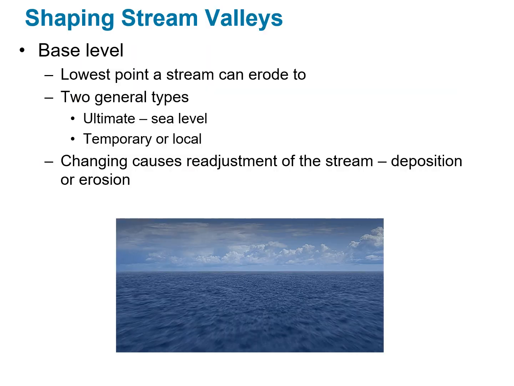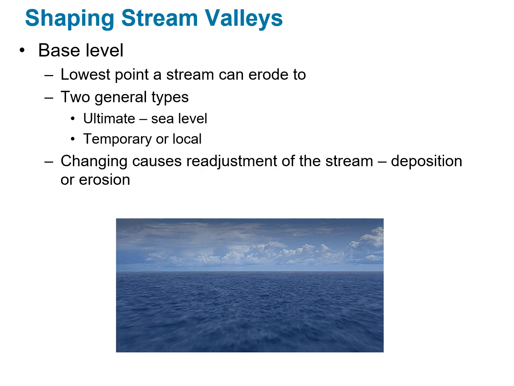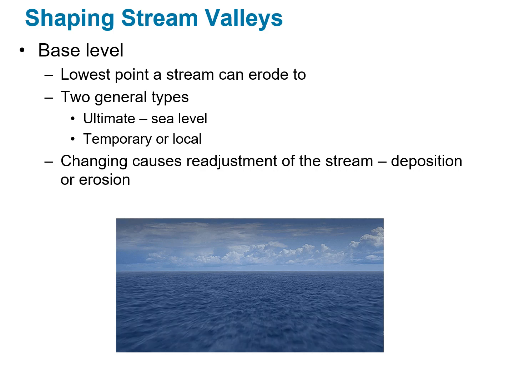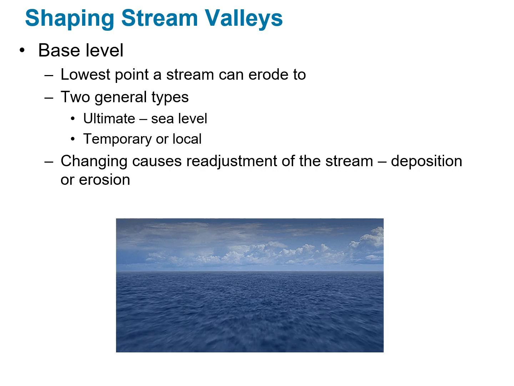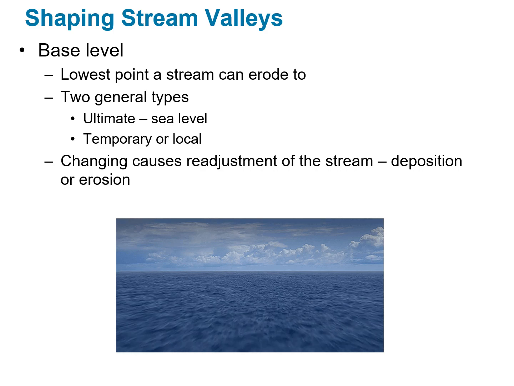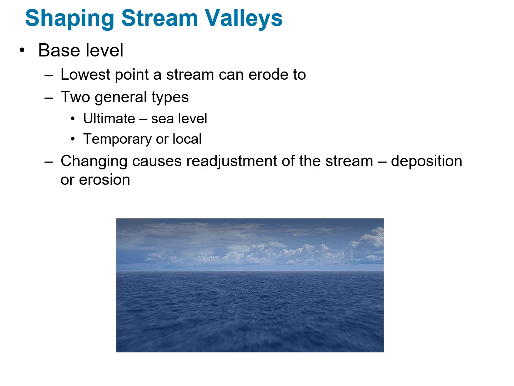Okay, so the base level, that's a term used to describe the lowest point a stream can erode to. And so there's two types. There's the ultimate base level, which is the ocean, and there's a temporary base level, which could be like a lake or a reservoir. We can dam up a river and create a reservoir. That would be a local base level.